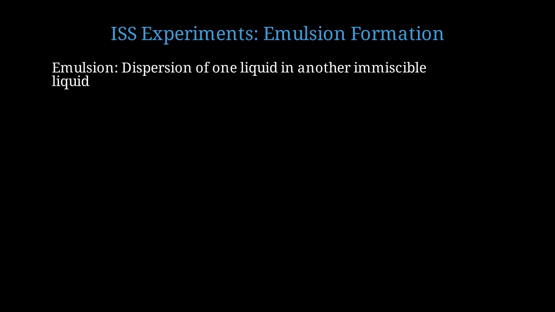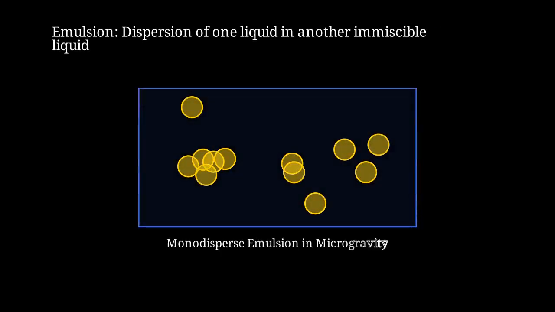Experiments on the International Space Station have revealed remarkable behaviors in emulsion formation. An emulsion is a dispersion of one liquid phase in another immiscible liquid. Think of oil droplets in water. In microgravity, emulsions exhibit perfect monodispersity. All droplets have nearly identical sizes. This is because gravity doesn't cause creaming or sedimentation.